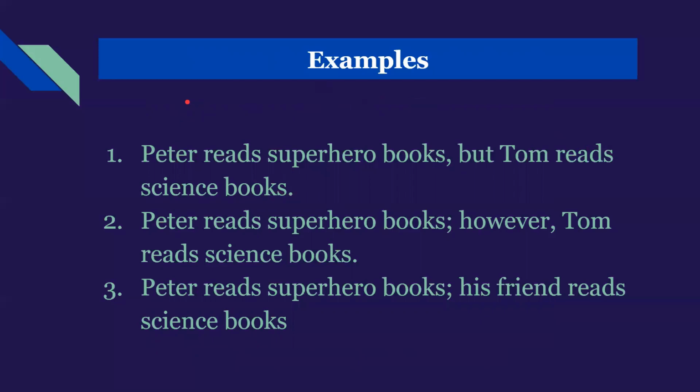Here are some examples of the differences. Peter reads superhero books, but Tom reads science books. That sounds great because it's got only one comma, and it isn't using an adverb, so we only need a comma there. Peter reads superhero books; however, Tom reads science books. Here we have to have a semicolon because we have an adverb, and we already have another comma right here. Peter reads superhero books. His friend reads science books. You see here, we can combine the two, so it's just one sentence.